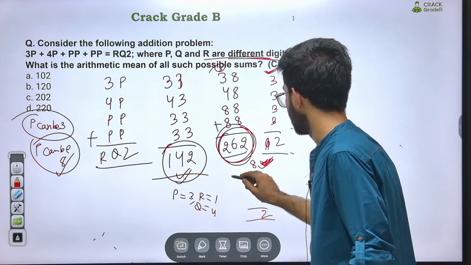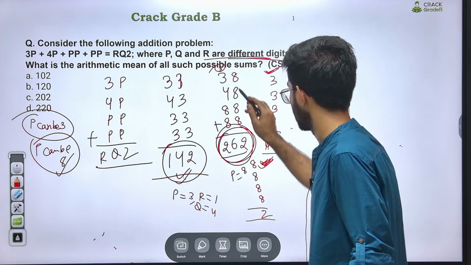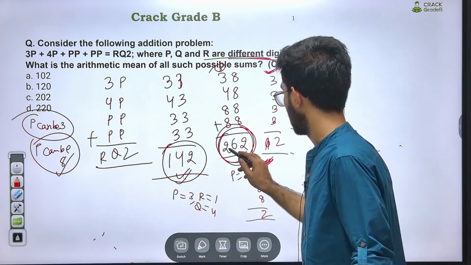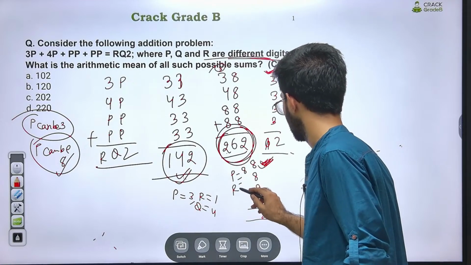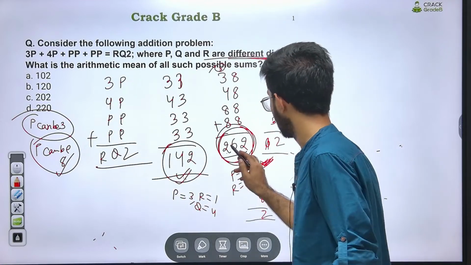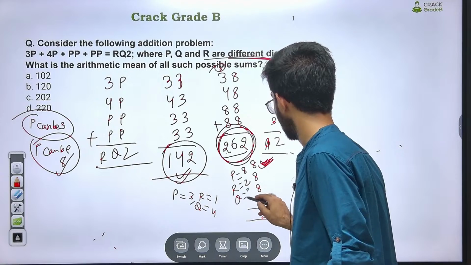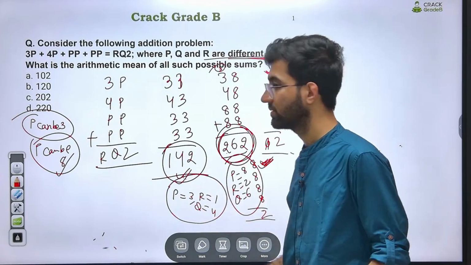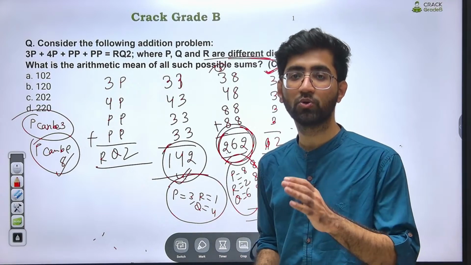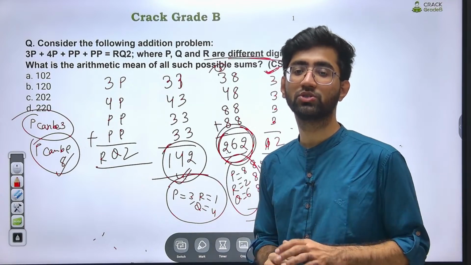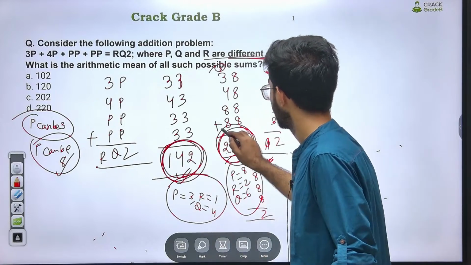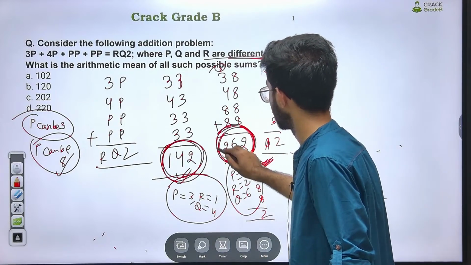So what is P here? P is 8. We have put the value of P as 8. What is R? R is 2. What is Q? Q is 6. So yeah, we have different values for P, Q and R, and we have got two possible sums. What are those two possible sums? One possible sum is 142, another is 262.